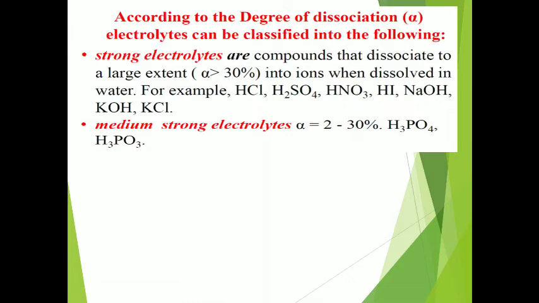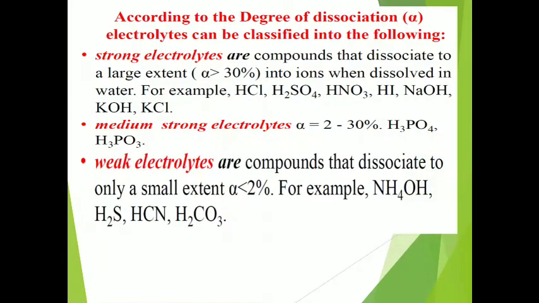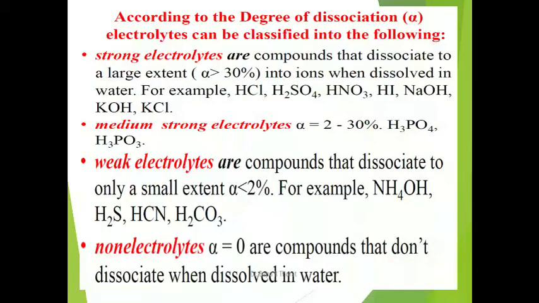Now in this slide we can see, according to the degree of dissociation, electrolytes can be classified into the following. Strong electrolytes are compounds that dissociate to a large extent into ions when dissolved in water. So alpha greater than 30%. Up to 100% it can go, because when alpha is 100%, that means all the molecules get dissociated. Next one is medium strong electrolytes, that is alpha ranging from 2 to 30%. Examples are H3PO4, H3PO3. Next one is weak electrolytes, compounds that dissociate to only a small extent. In the simulation you can get a clear picture, so just listen. Here alpha must be less than 2%. For example, NH4OH, H2S, HCl, H2CO3, etc. And the last one is non-electrolytes, where alpha is equal to 0.